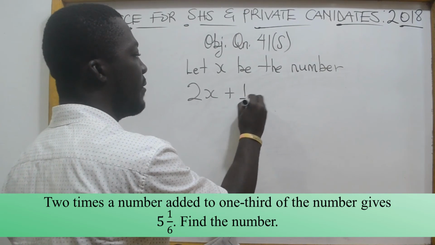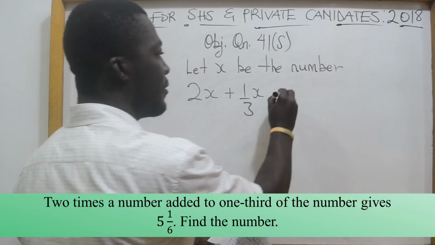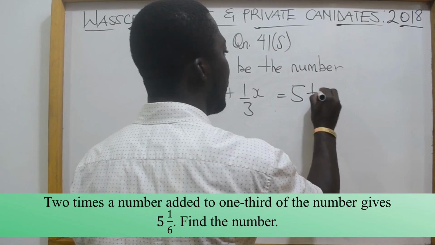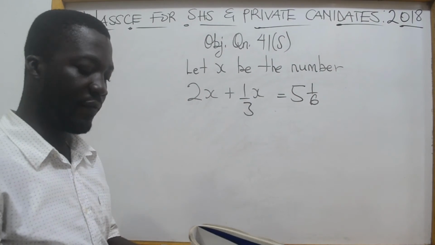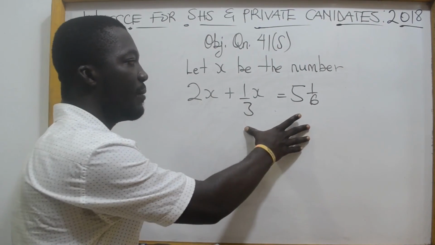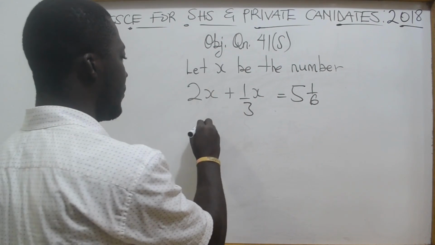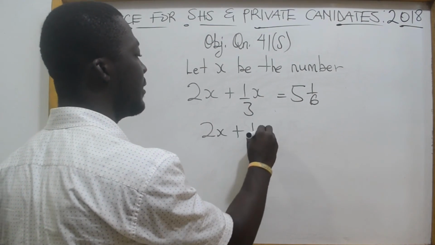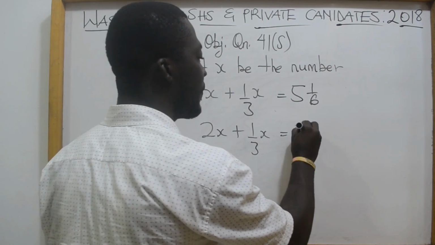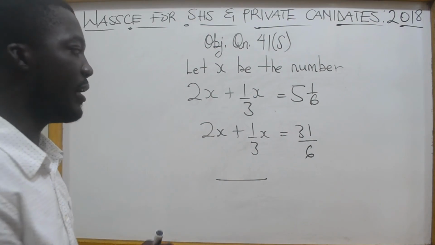So added to 1/3 of the number, as this gives, which is equal to 5 whole number 1 out of 6. So we have converted the statements into an equation. So in this step, we are going to convert the mixed fraction to improper fraction. So you get 2x plus 1/3 x is equal to 6 multiplied by 5 is 30 plus 1, 31 divided by 6. Of course, you can find the least common denominator here.